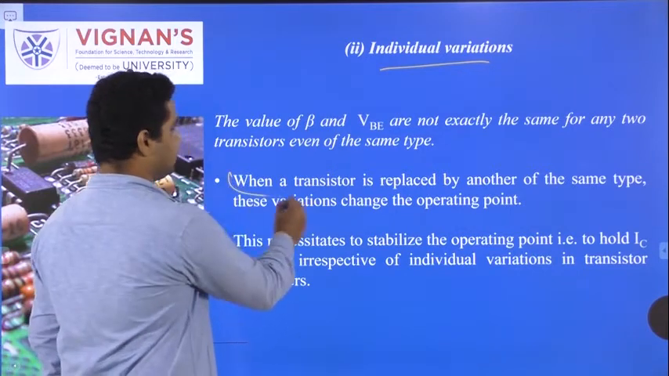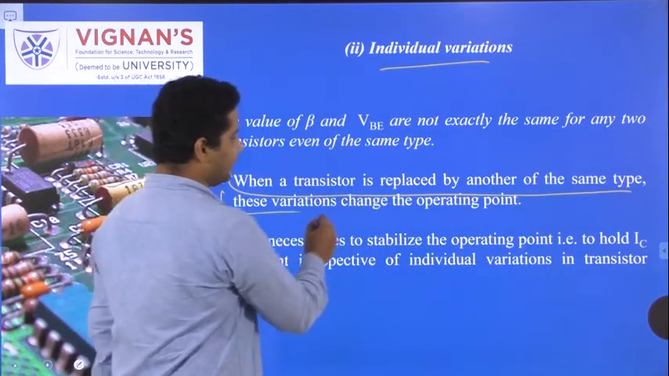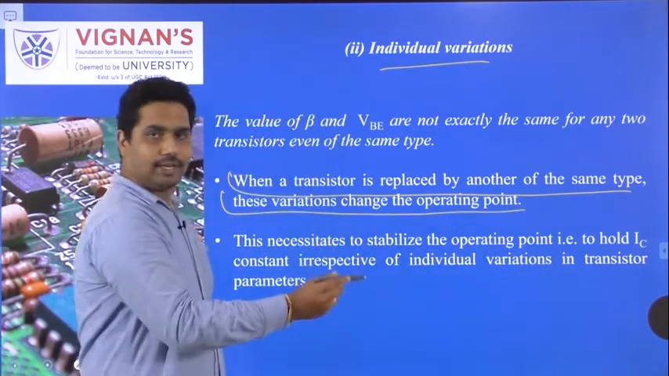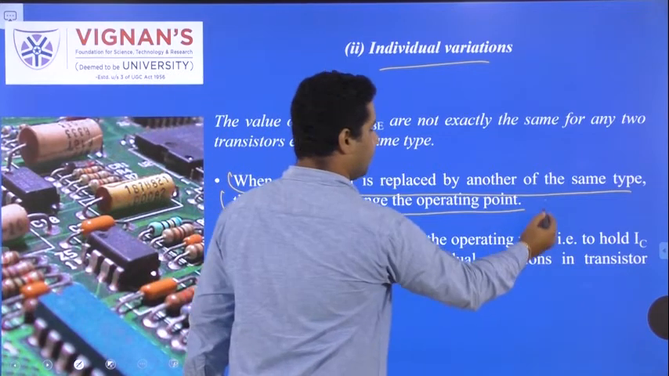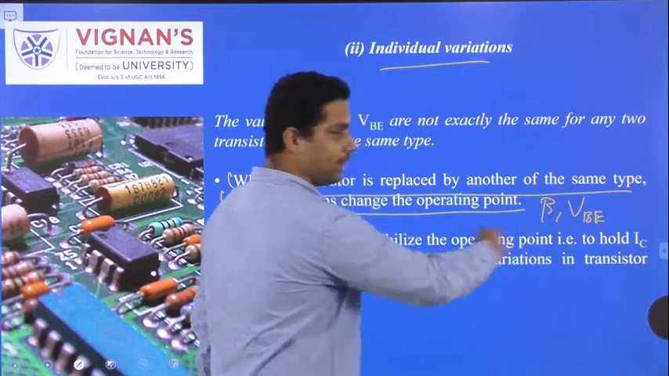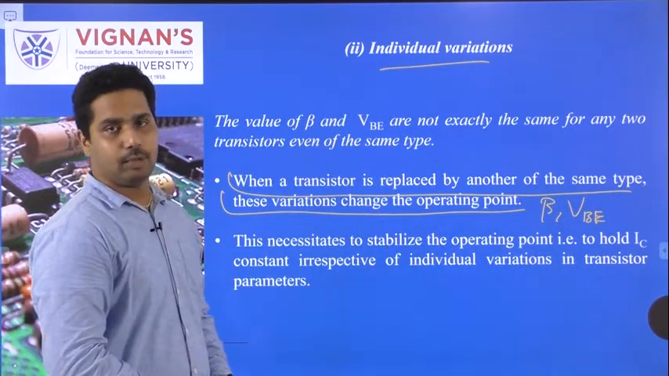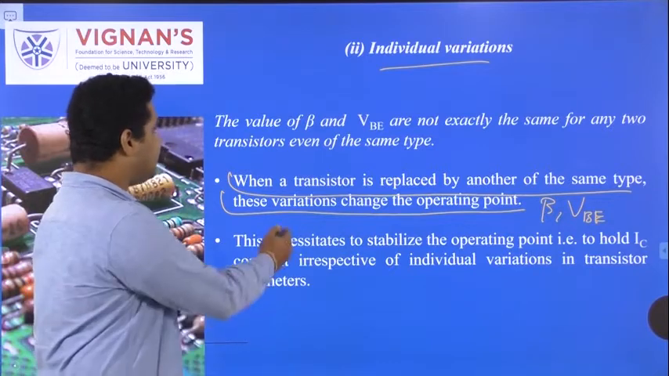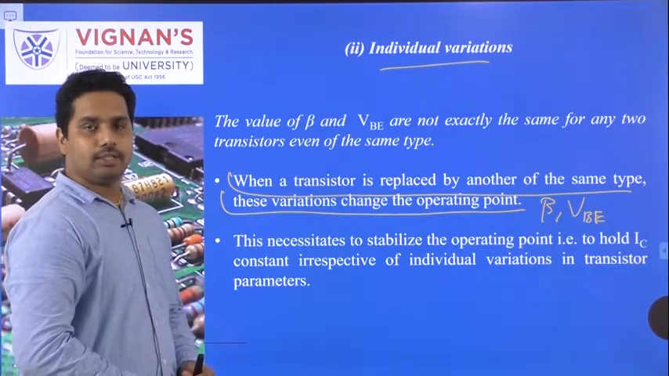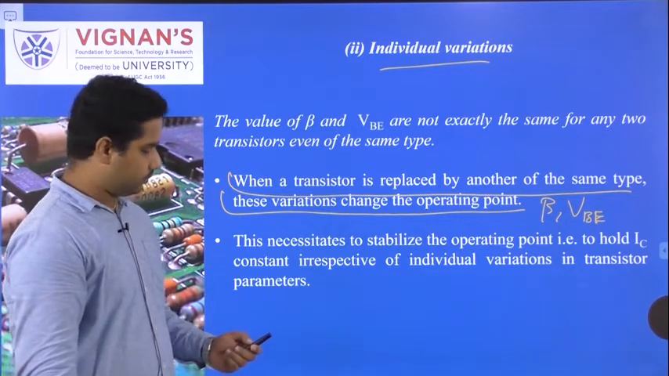So when a transistor is replaced by another of the same type, this variation changes the operating point. I told you the reason why: because the beta and VBE will be changed. It is very difficult to find two transistors of the same type with exactly the same values of beta and VBE. And these again make us go for stabilization, stabilizing the collector current.